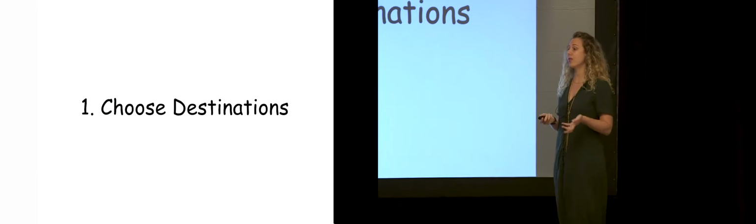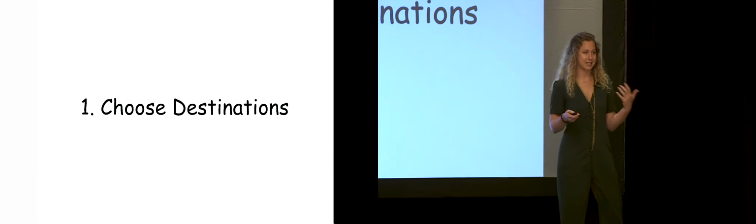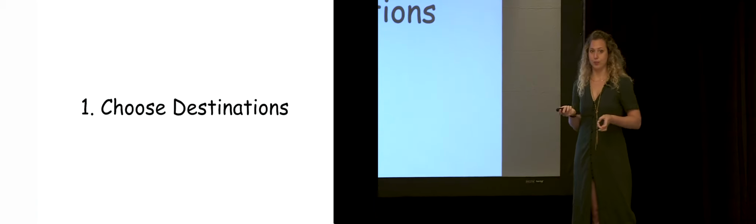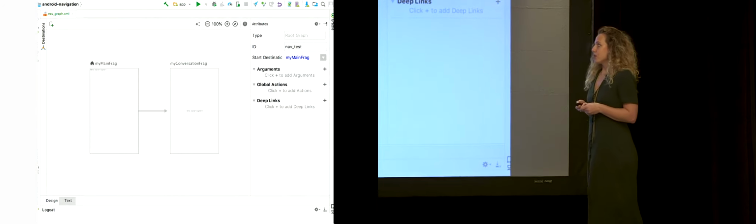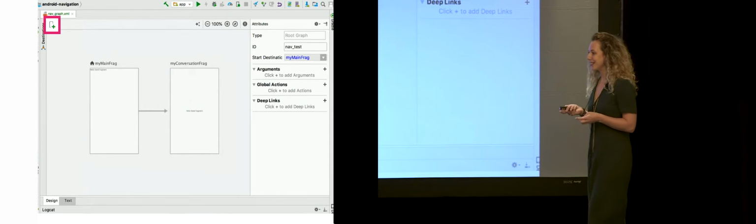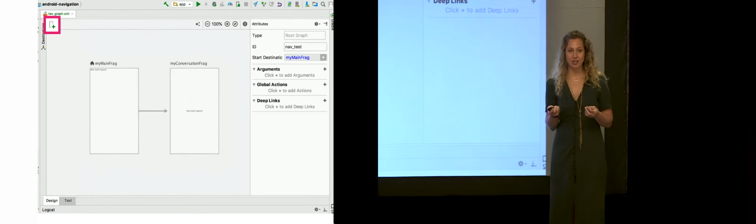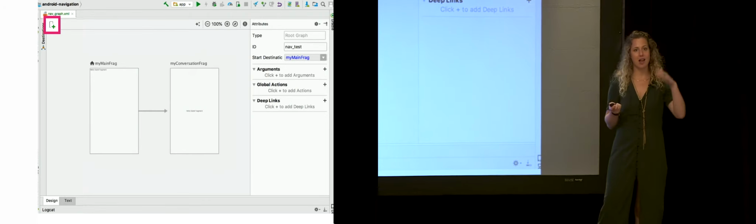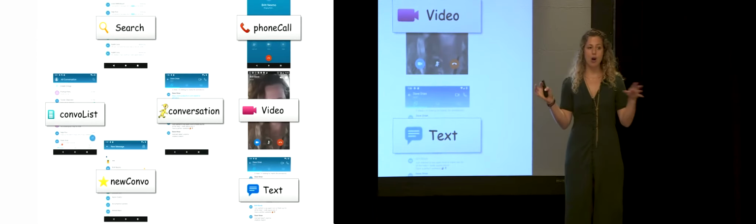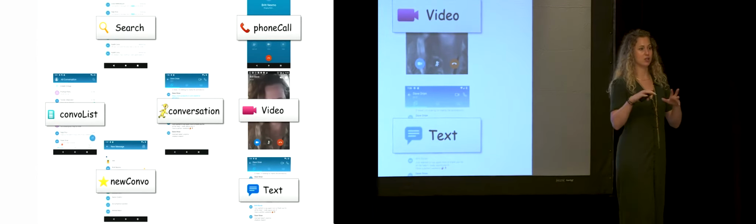So the first thing we want to do is to choose the destinations of the flow that we're going to provide to our users. What do I mean by that? If we look at the editor, on the top you'll have this little button for adding the destinations. If you click that, you're going to see a list of all the activities and fragments that you have in your app. What I want to do now is to choose all the destinations, so everything that the user can do with a specific flow, inside a specific activity.